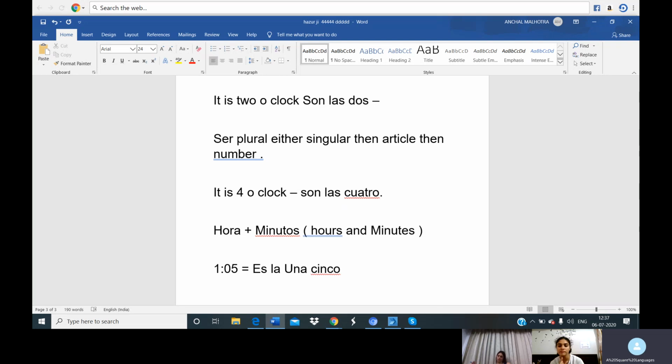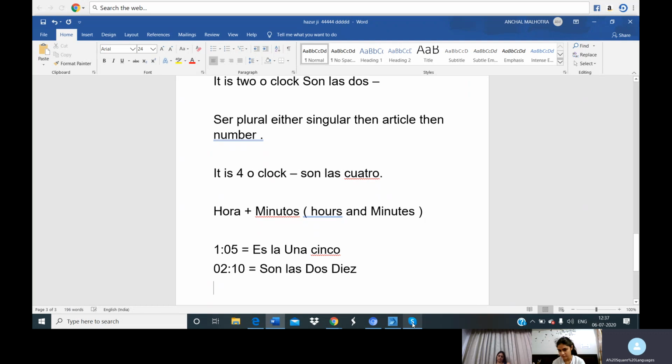If I'm saying, for example, it is 2:10, son las dos diez. Son las, then dos, then we have diez. Son las dos diez. Is that clear? Diez, 10. Yes, sir. Is that clear to you?